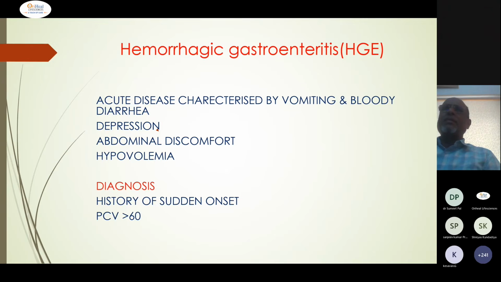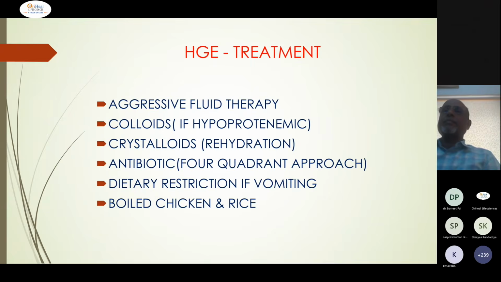I told you, whenever cases come, whether it is critical care or a GI disease, we should be able to spin the blood in a microcentrifuge and find out PCV and total protein, and small diagnoses you can make. So PCV is very important. PCV of more than 60 is highly diagnostic of hemorrhagic gastroenteritis.